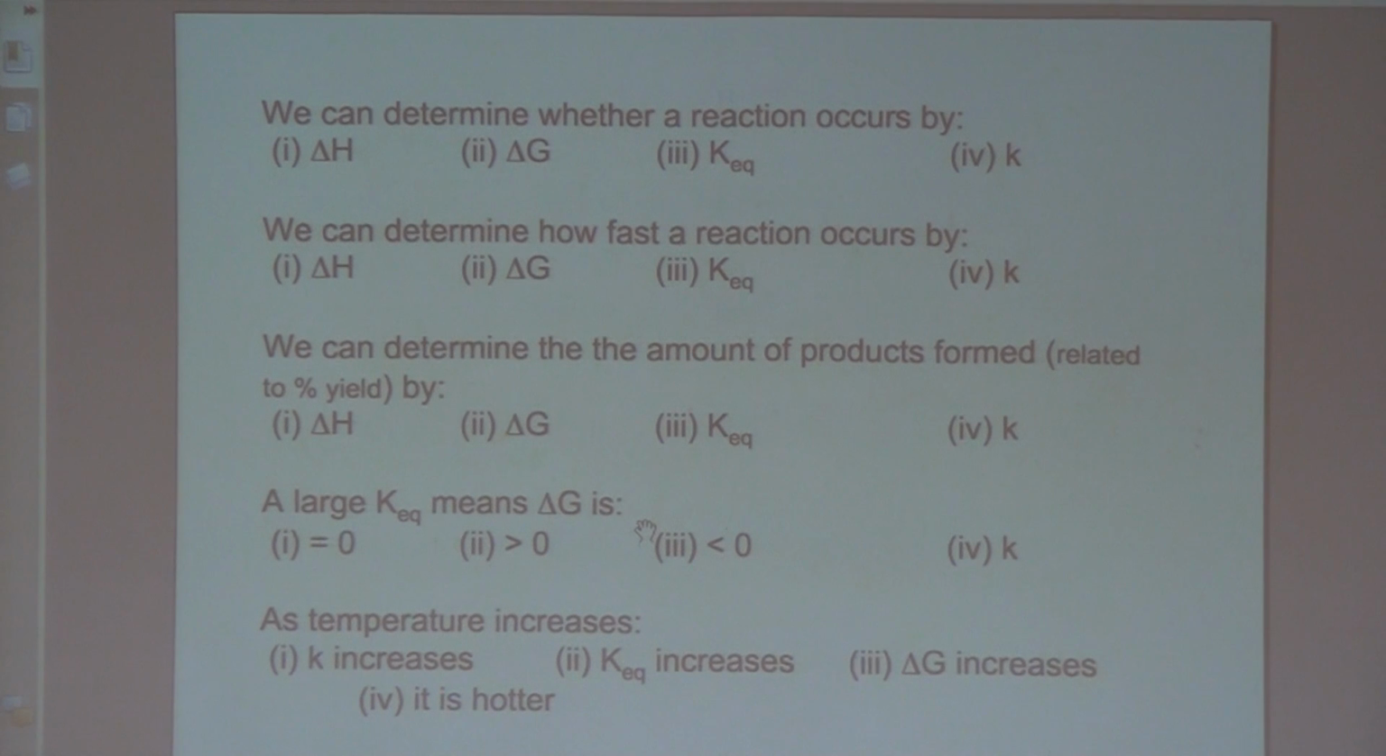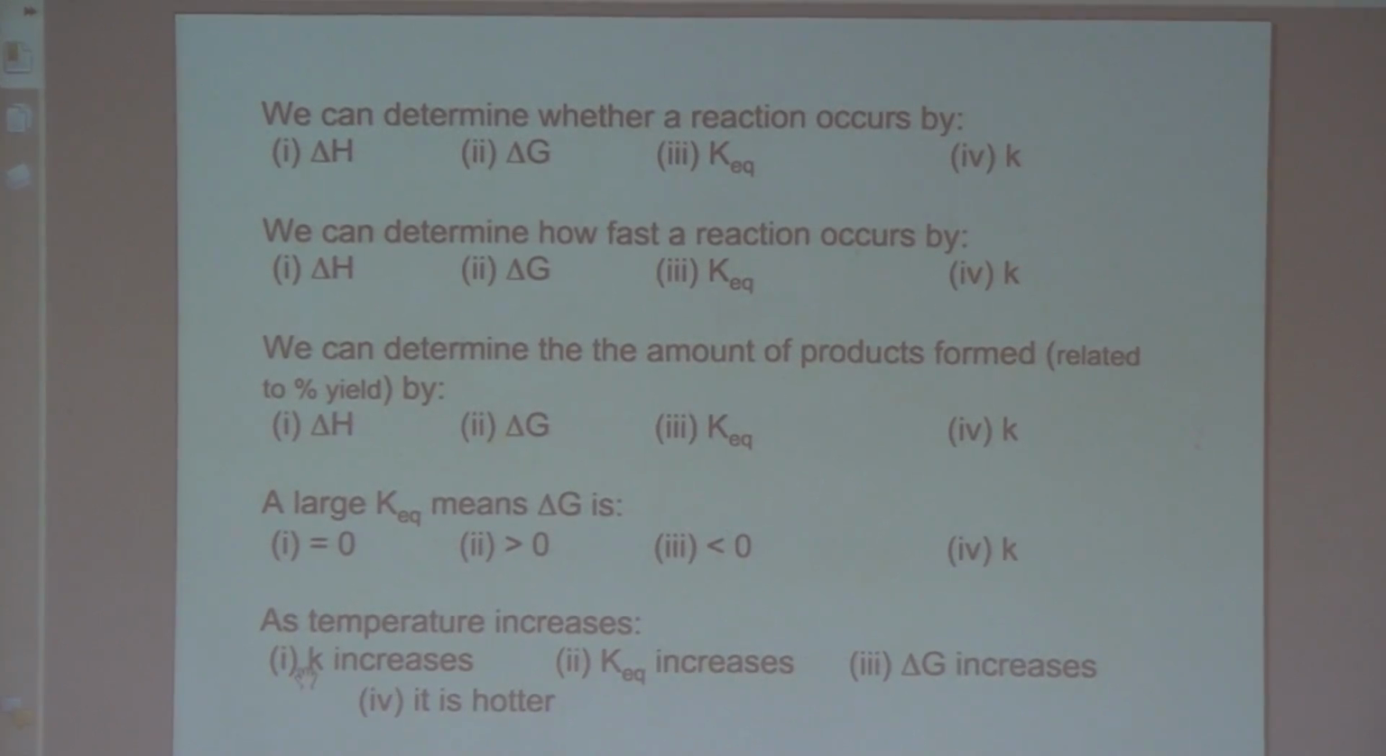A large KEQ means delta G is, yeah, it should be 3, less than 0. And then for the last one, as the temperature increases, does the rate constant increase, KEQ increase, or delta G increase? Yeah, so it's got to be number 4, it is hotter.